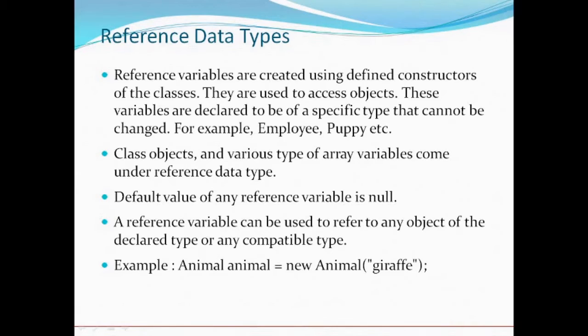So as the default value of the primitive data types was 0, now the default value of the reference data types is null. N-U-L-L, null means nothing. Do not confuse null with void, because void is a data type, but null is just an emptiness of a value. So void is different from null.